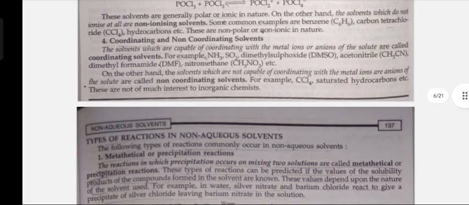The fourth type is coordinating and non-coordinating solvents. The solvents which are capable of coordinating with the metal ions or anions of the solute are called coordinating solvents. For example, liquid ammonia, sulfur dioxide, dimethyl sulfoxide, acetonitrile, dimethyl formamide, nitromethane, etc. On the other hand, solvents which are not capable of coordinating with the metal ions of the solute are called non-coordinating solvents. For example, carbon tetrachloride, saturated hydrocarbons, etc. These are not of much interest to inorganic chemists.